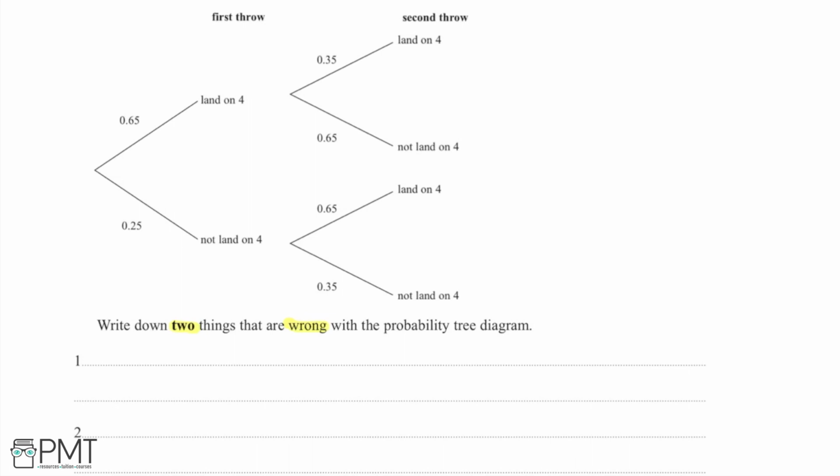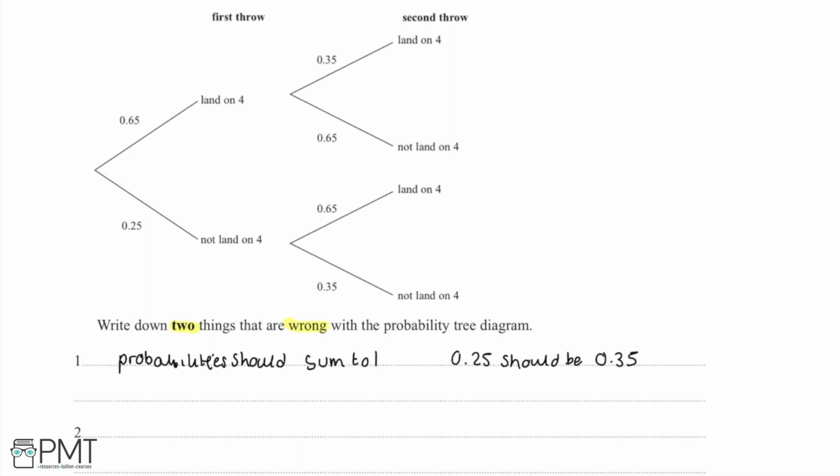So I can then just put these ideas together and write up my answer. I've now found 2 things that are wrong with the tree diagram. And in the first box, I'm simply going to put that probabilities should always sum to 1. So 0.25 should be 0.35, and it's always a good idea just to give an example of what you mean here.